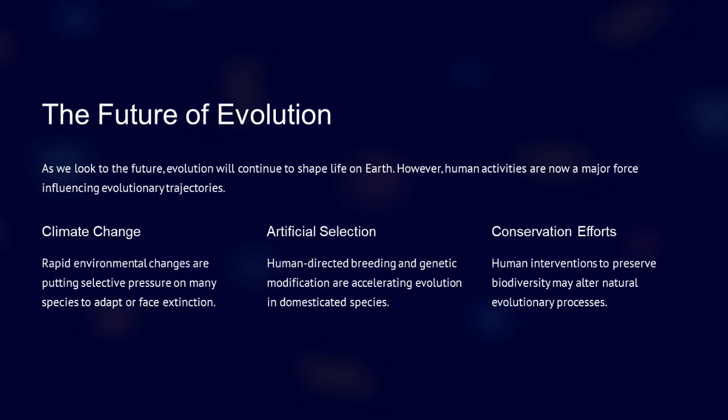Looking to the future, evolution will continue to shape life on Earth. Human activities, such as climate change, artificial selection, and conservation efforts, are now major forces influencing evolutionary trajectories. These interventions may alter natural evolutionary processes, impacting biodiversity and species survival.